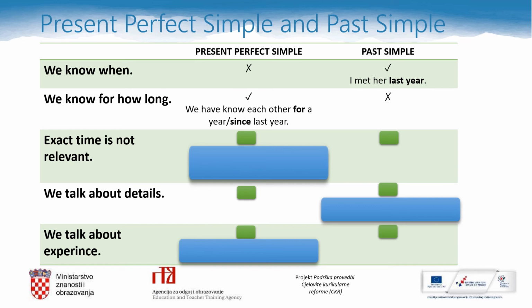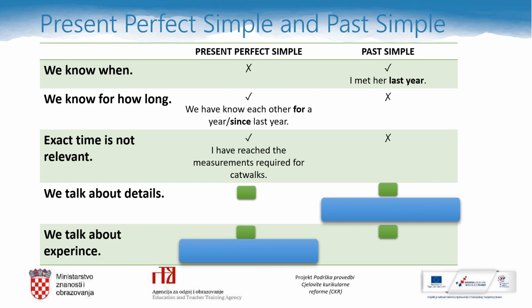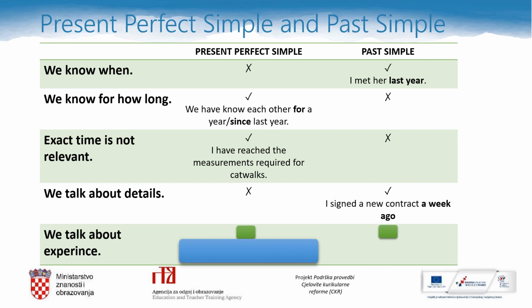When exact time is not relevant, we use present perfect simple. For example, I have reached the measurements required for catwalks. When we talk about details, we use past simple. For example, I signed a new contract a week ago. When we talk about experience, and exact time is again not relevant, we use present perfect simple. Like in this sentence, we have seen 2 fashion shows so far.